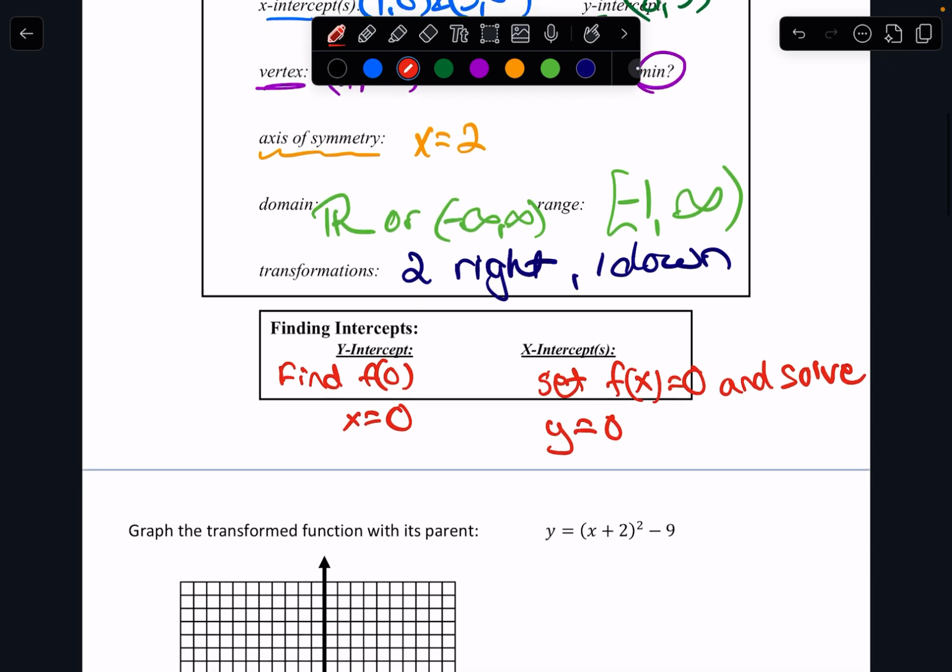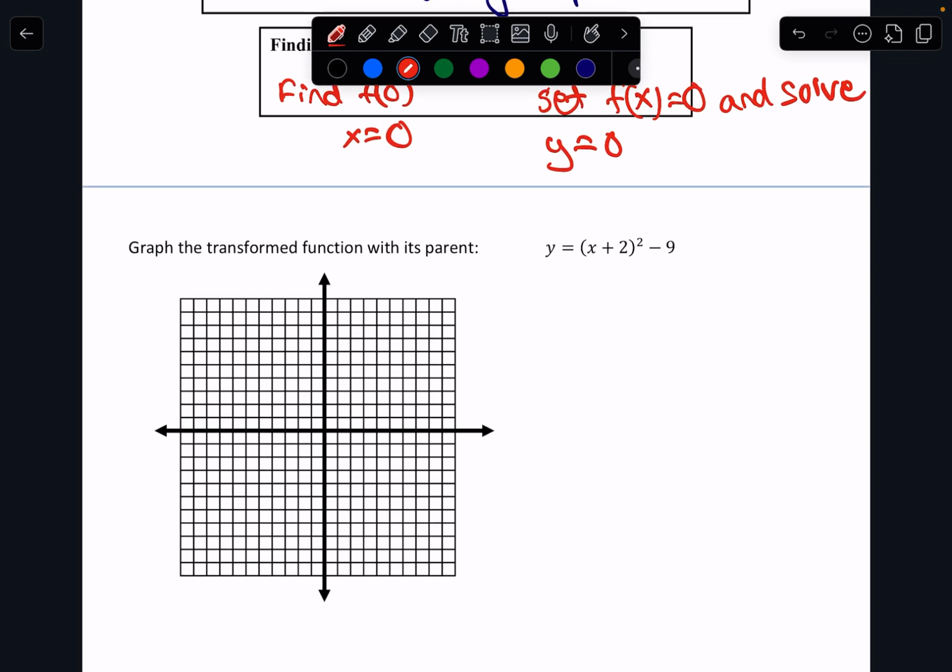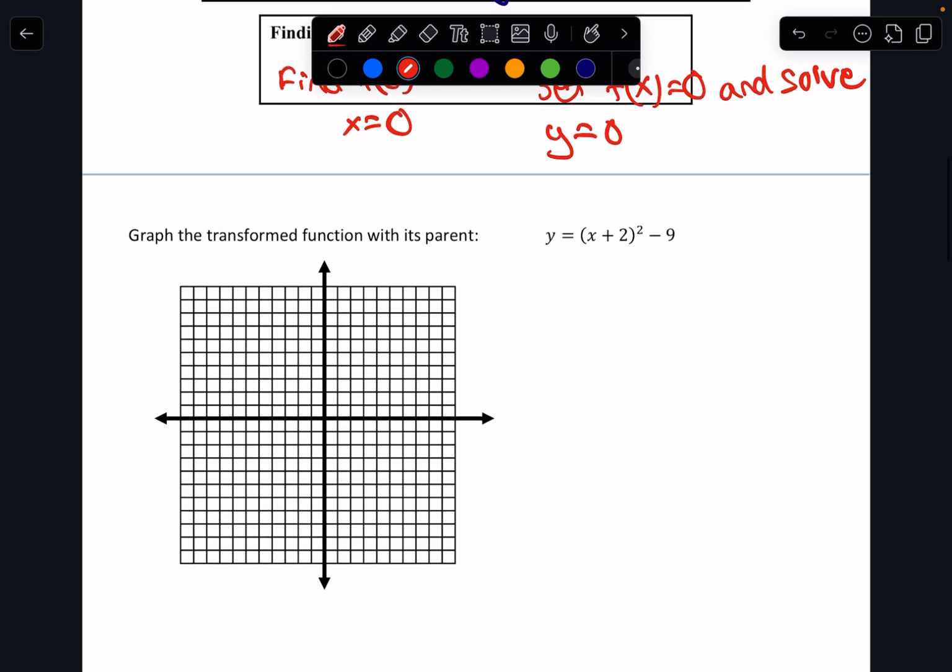Okay, next we're going to graph the transformed function with its parent. So we want to graph the parent first.